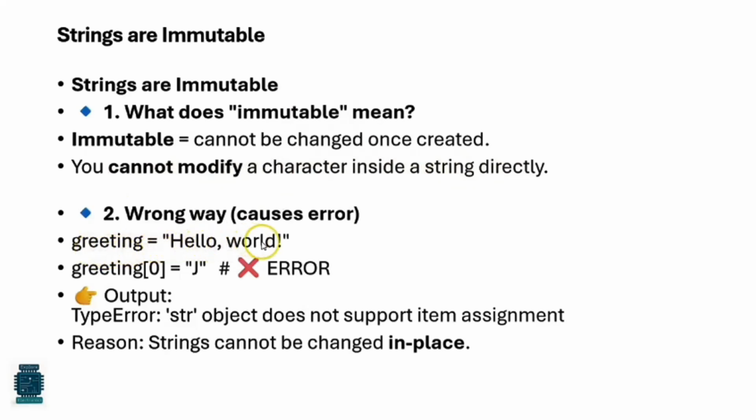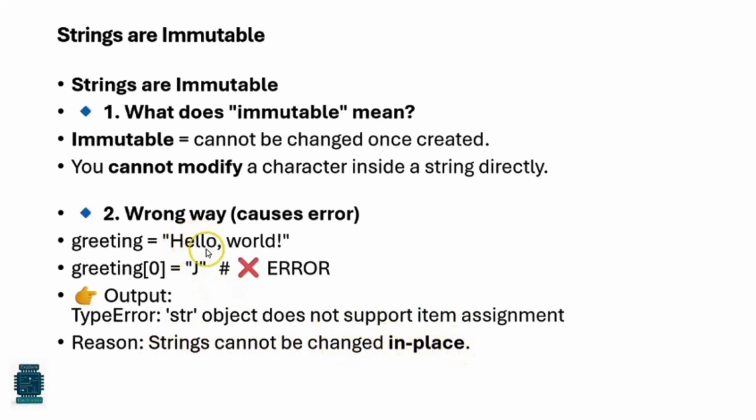Greeting is equal to hello world. I have created a string, greeting is equal to hello world. Greeting 0 is H here. I cannot change it to J. If I want to change it to J, it will show an error, and the output I will get is string object doesn't support item assignment, because strings cannot be changed in place.